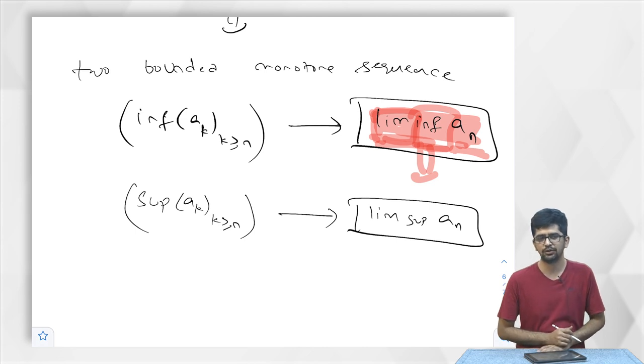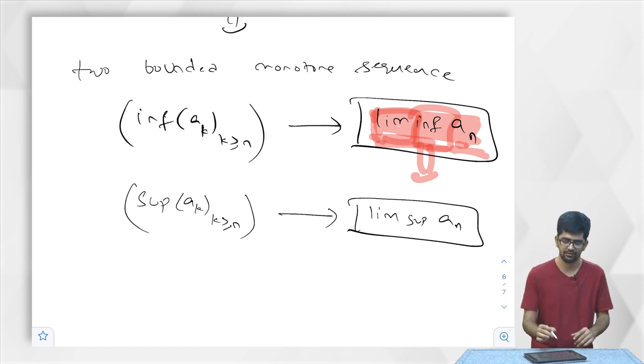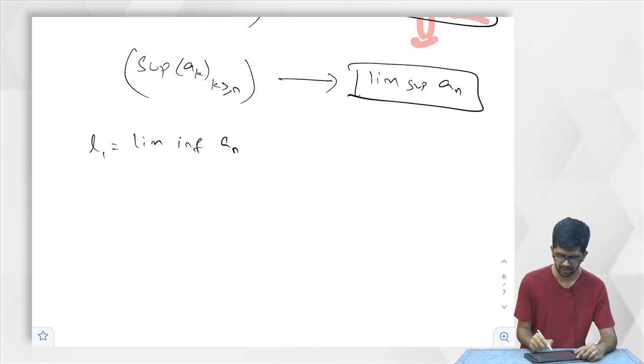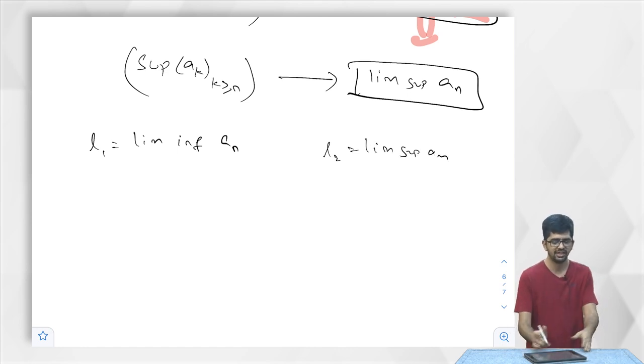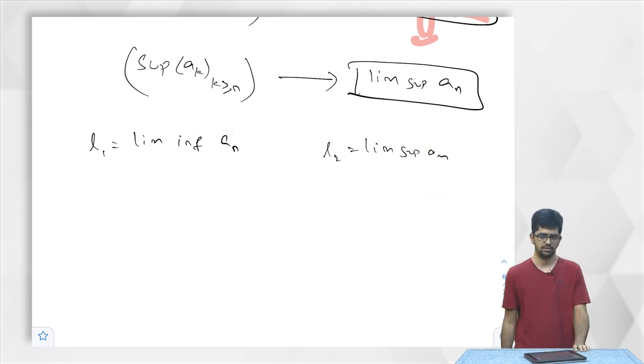So, first thing to check now is, are these two the same? That is what we need to check now. So, let me write down this: L1 as the lim inf of a_n and L2 as the lim sup of a_n. Now, we are trying to see whether these two are actually the same.